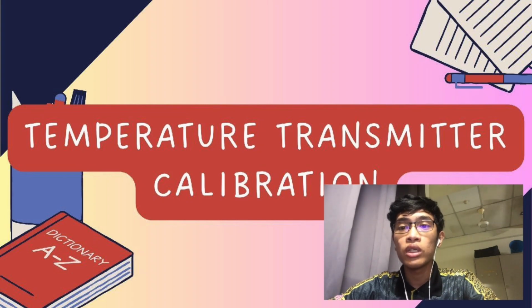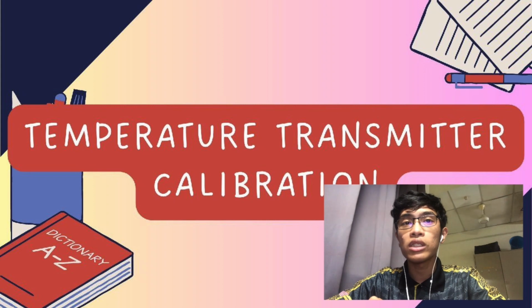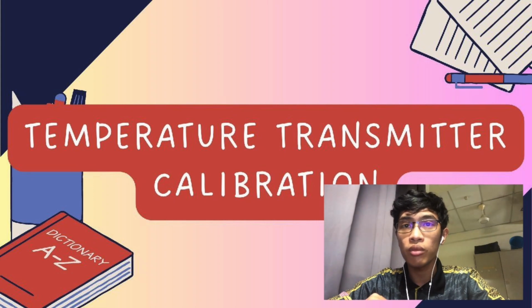So I will continue with the last experiment presentation, which is temperature transmitter calibration. We will start with the objective. The objective of this experiment is to understand and construct the circuit configuration for temperature transmitter calibration. The second one is to test run the circuit and calibrate the temperature transmitter.